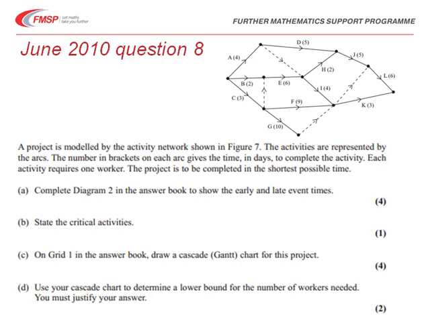We're asked to complete a diagram in the answer booklet to show the early and late event times, and then in part B of the question, following on from that, state the critical activities. And then in a grid on the answer booklet again to draw a cascade, sometimes known as a Gantt chart, for the project, and to use the Gantt chart to determine a lower bound for the number of workers needed, and then saying why we think that that is the lower bound.